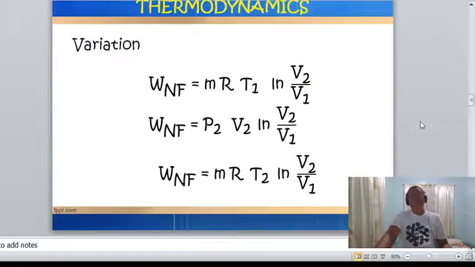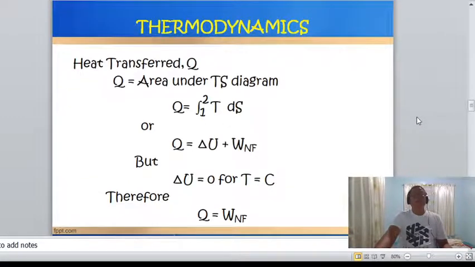Okay, so to make it easier for you, another, we have the heat transferred. As mentioned a while ago, the heat transferred is equal to the area under the T-S diagram. So Q is equal to the integral of T multiplied by the change in entropy, with limits from 1 to 2. Okay? So, take note, class.